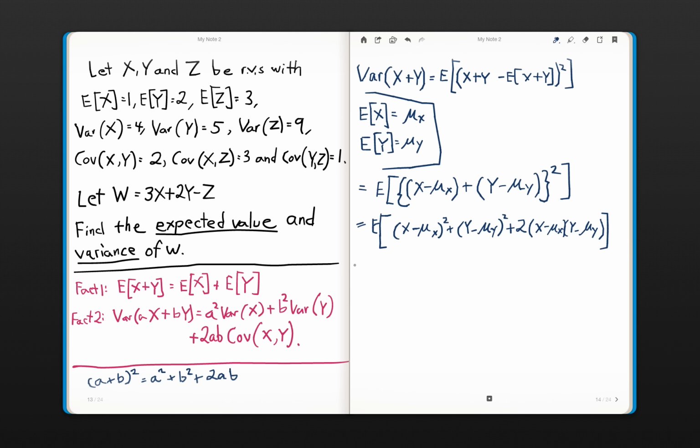Now, using fact 1 again, we can pass through the expectation operator. And I think you can convince yourself that once you pass the expectation through, you're going to get the expected value of (x minus mu sub x) squared, which is nothing but the variance of x, plus the expected value of (y minus mu sub y) squared, which is the variance of y, plus 2 times the expected value of (x minus mu sub x) times (y minus mu sub y), which is the covariance of xy. So this is equal to precisely what we see in this formula here.